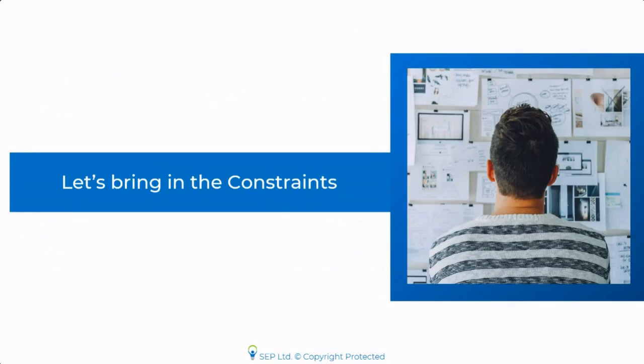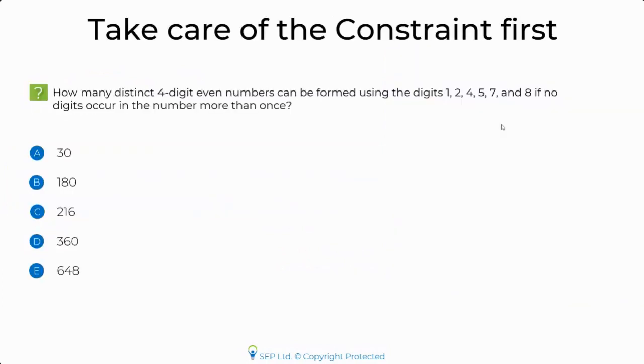Now, what are constraints? So till now, we had no constraints whatsoever. It's like we have to create a 4-digit number. There are certain digits which are available. We use it in whichever way you want. Okay, you can start from the first place, you can start from the last place, you can start from anywhere. But what happens if constraints come into picture? You always need to take care of the constraints first. Whenever you see a constraint, you have to understand where the constraint is applicable, and you have to take care of that place first.